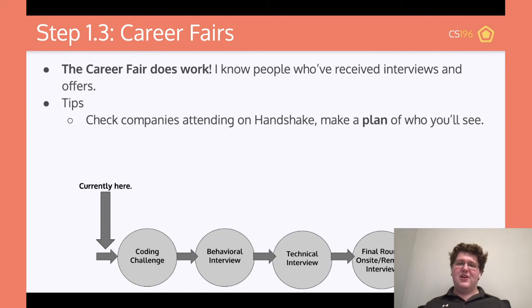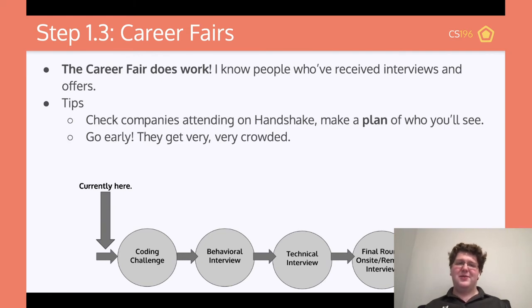So some tips are checking companies attending on Handshake, look at what roles they're putting out, and making a plan for who you want to see, right? Career fairs are long, and you only have so much time to see every single company. So instead, you have to prioritize which companies you want to see and how quickly you want to go about seeing them. That will determine how many companies you're able to see, and that plan is going to be really important in getting an offer.